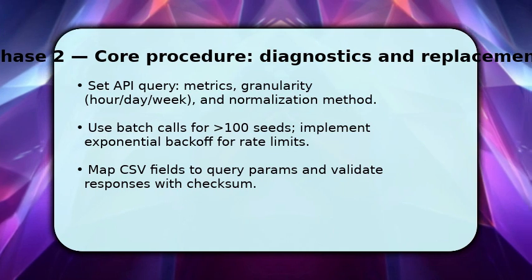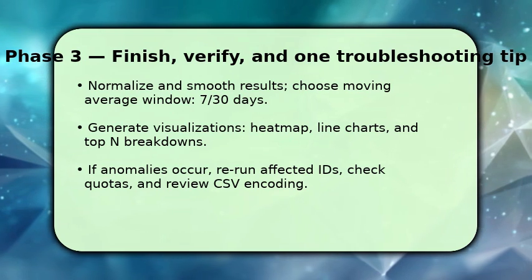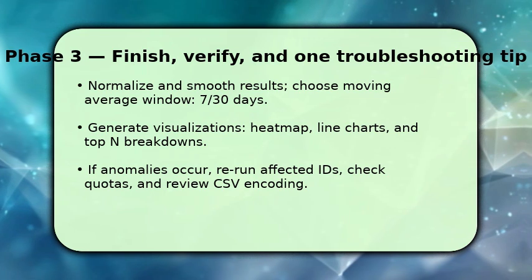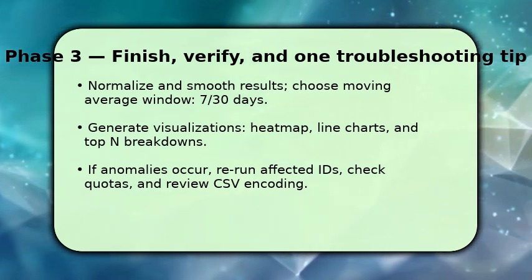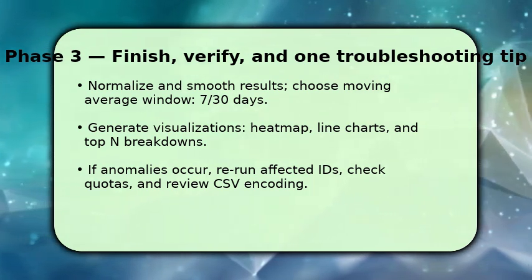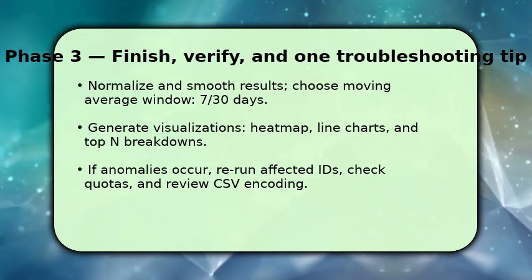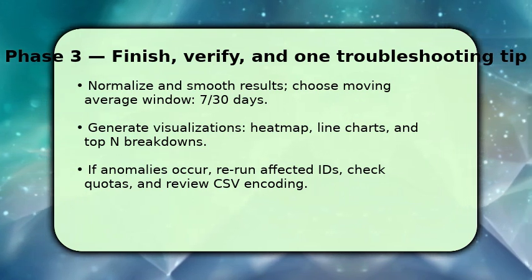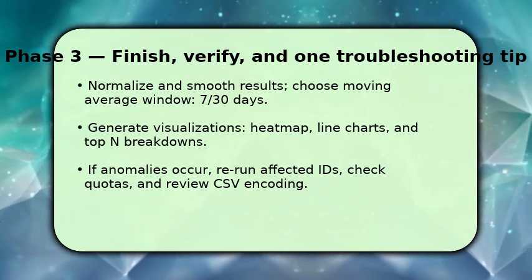You finish by normalizing and smoothing results, choosing a moving average window such as 7 or 30 days so trends are interpretable. Then generate visualizations: heat maps for comparisons, line charts for time series, and top-N breakdowns to surface leaders. Once visualized, export final CSV and archive raw responses for auditing. If things go wrong, rerun only the affected ID and check quotas. Also inspect CSV encoding and header mapping because simple mismatches cause the most errors.